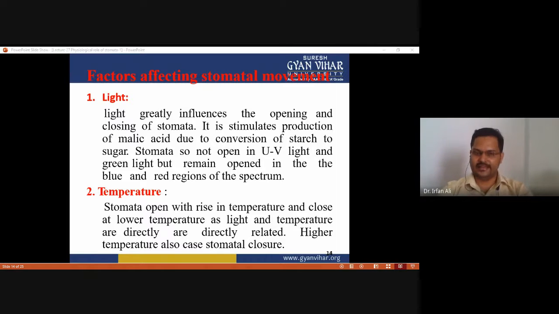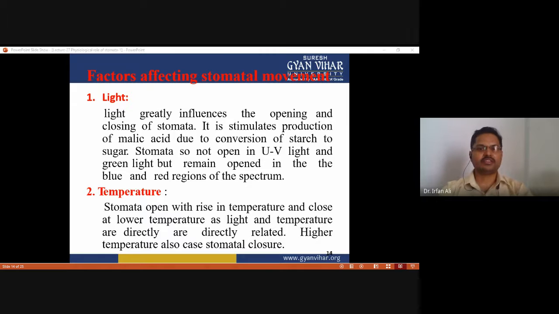First one is light. We know that in presence of light, stomata open, and in absence of light, stomata close. So this shows that light greatly influences the opening and closing of stomata. And it stimulates production of malic acid. So in the presence of light, the malic acid production increases, because it is a metabolite of photosynthesis.